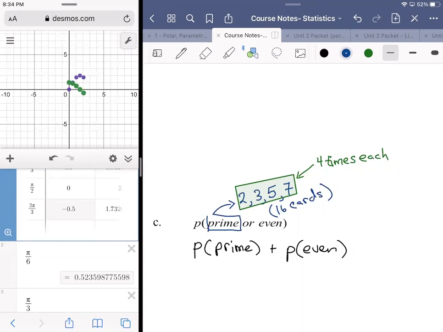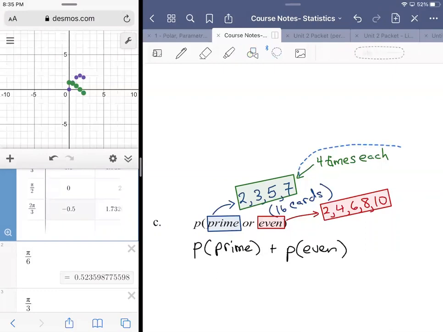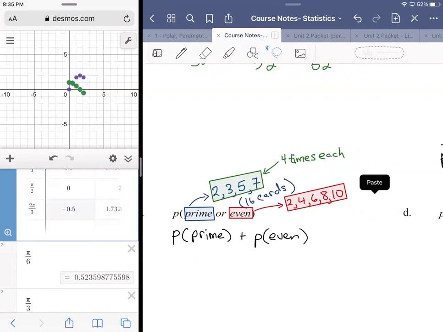So we'd be looking at, and let me just box this in so it's clear what I'm talking about. The primes are here. The even numbers, let's pull that off also. The even numbers, 2, 4, 6, 8, and 10. Also 4 times each. But we do have some overlap, right? The overlap happens with the number 2. Number 2 is in both sets.